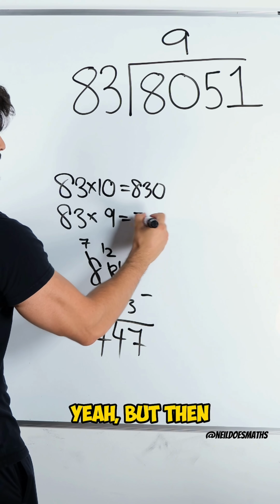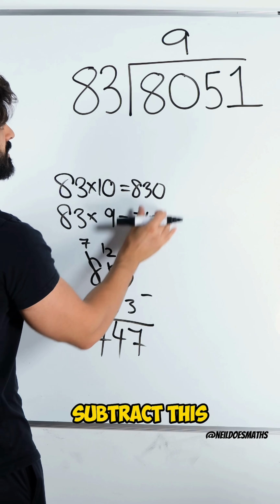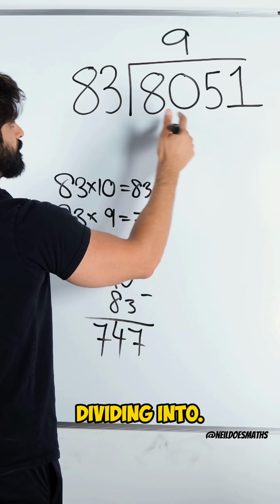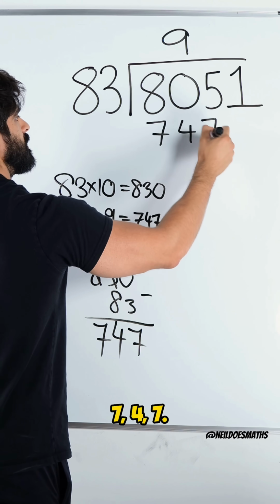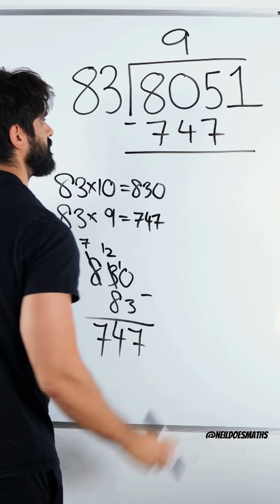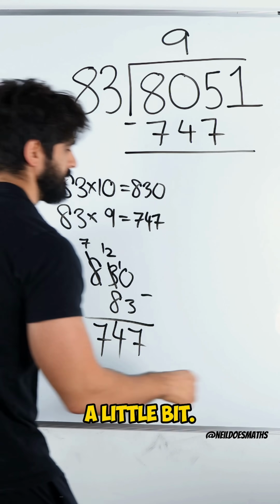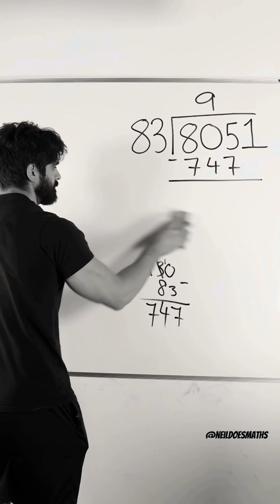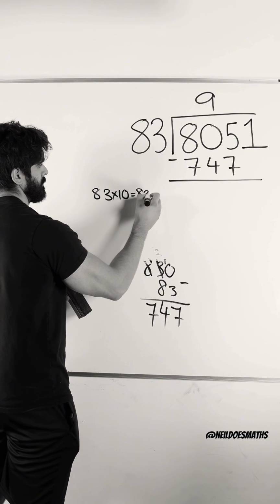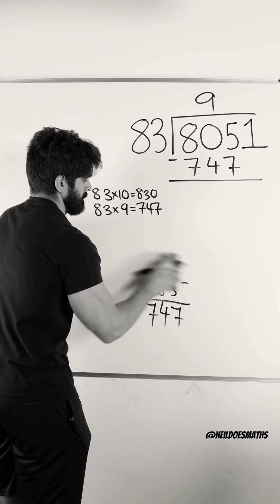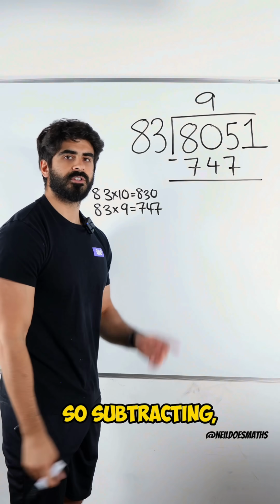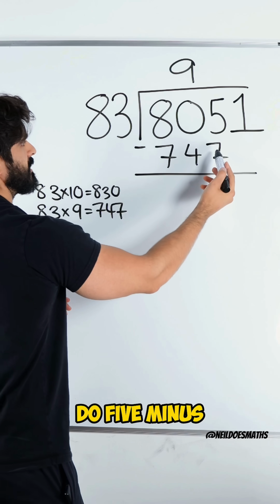But then we need to subtract this number from what we were dividing into. So we have 7, 4, 7. And now let's subtract. Okay, let me clear this a little bit. Move it slightly to the side. So subtracting, we can't do 5 minus 7.